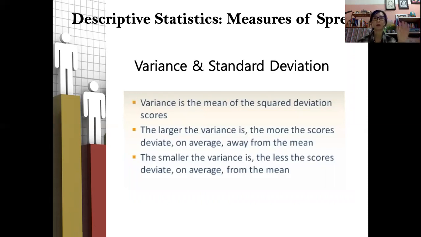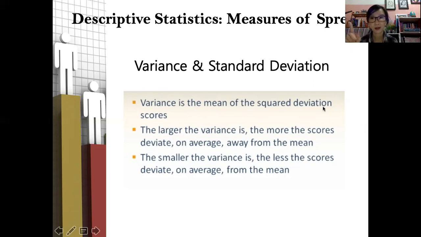But range will be something in between central tendency and measures of spread. And when we specifically talk about measures of spread, we have variance and standard deviation. Variance dan simpangan baku in bahasa Indonesia. Okay, variance, what is a variance? Variance is the mean of the squared deviation scores. Okay, deviation.